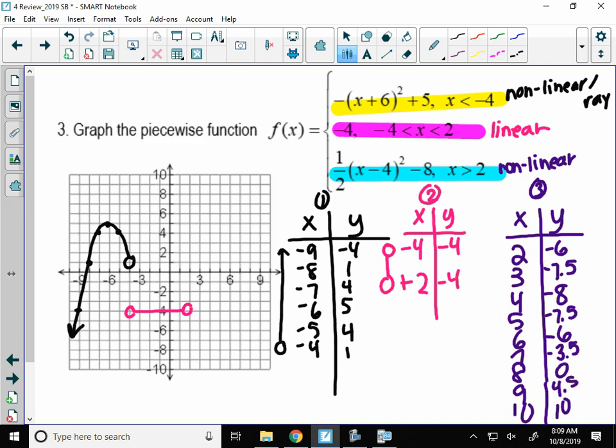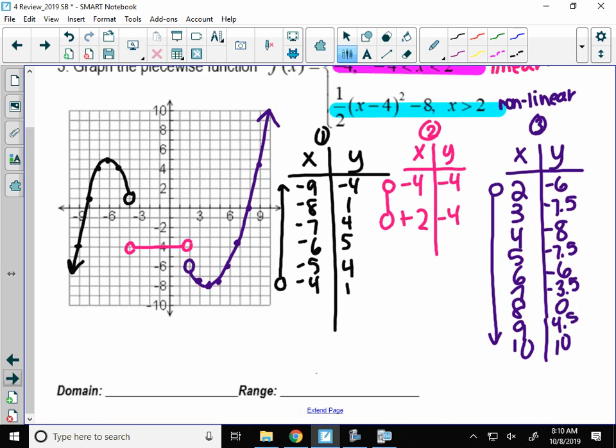Okay, we'll have that. So at 2, I'll have an open dot again, and an arrow going to the end. Let's be careful here when we plot this. 2, negative 6, open dot. 3, negative 7.5, right here. 4, right here. 4, negative 8, negative 7.5, negative 6, negative 3.5, 0, 4.5, and 10. If you connect those, make a ray, and that is the other part of your graph.